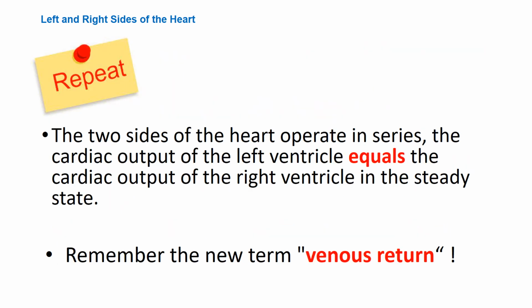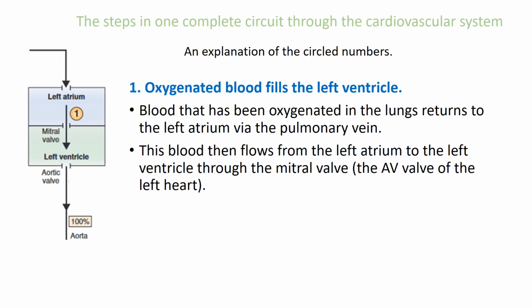Repeat and remember, the two sides of the heart operate in series, the cardiac output of the left ventricle equals the cardiac output of the right ventricle in the steady state. Remember the new term, venous return. An explanation of the circled numbers.